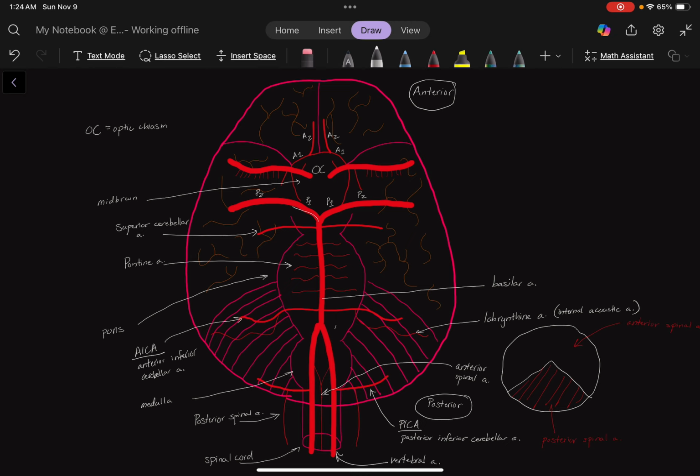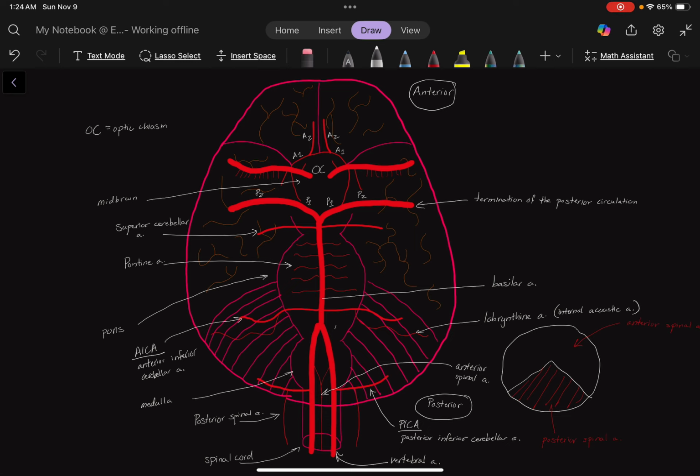Now, let's keep going up, and this final branch is very important, and the reason for that is because it is the termination of the posterior circulation of the brain. So this is the last blood vessel of the posterior circulation of the brain, okay? That's very important.